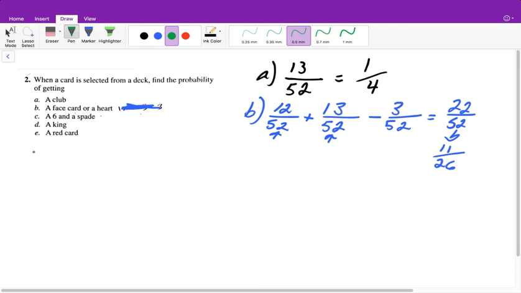All right, for letter C, I'll do that one here. A king and a spade. See, the key word here is an or. This one's an and, so they have to occur at the exact same time. Well, there's only 1 king of spades in our deck of cards, so it's only 1 out of 52.